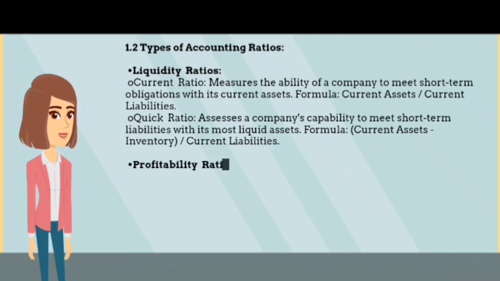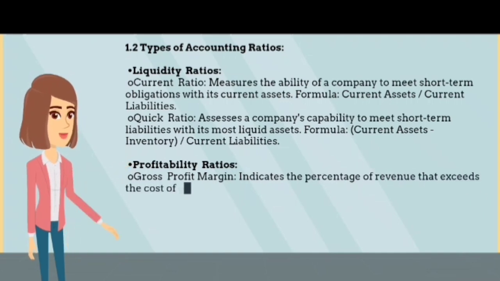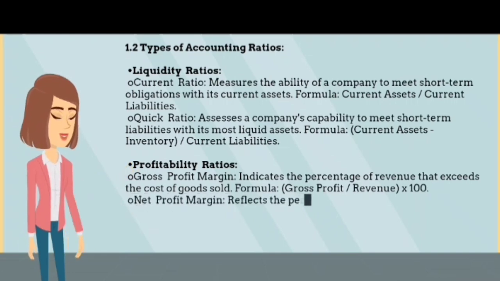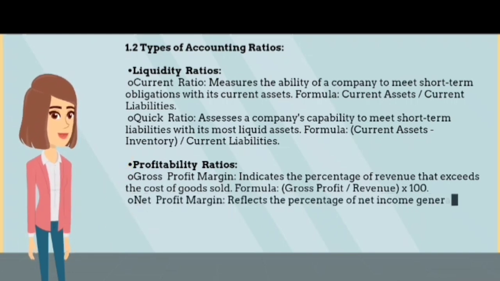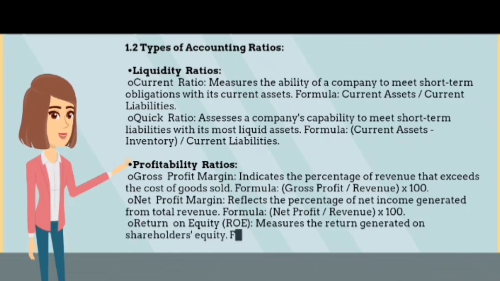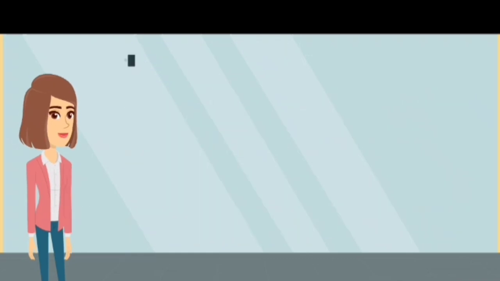Profitability ratios. Gross profit margin indicates the percentage of revenue that exceeds the cost of goods sold. Formula: gross profit divided by revenue, times 100. Net profit margin reflects the percentage of net income generated from total revenue. Formula: net profit divided by revenue, times 100. Return on equity, ROE, measures the return generated on shareholders' equity. Formula: net income divided by shareholders' equity, times 100.